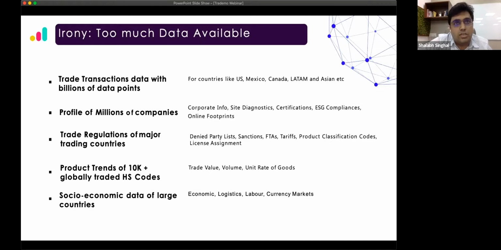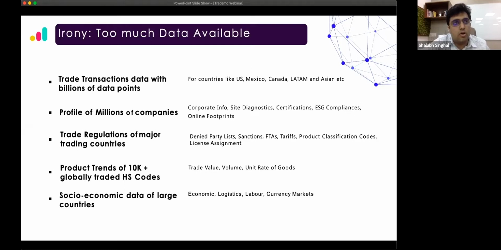The first is the trade transactional data. A lot of governments actually publish trade transactional data, which is basically the transactional data of what an exporter is selling to another buyer in another country, with their pricing information, with the quantity, with the trade route that they have taken, right? And then there is data of millions of these companies, as I mentioned, which are participants in global trade. A lot of this information is available on the web around their actual geolocations, the certifications that they have taken, the ESG compliances which they have to be compliant with, and other data points.